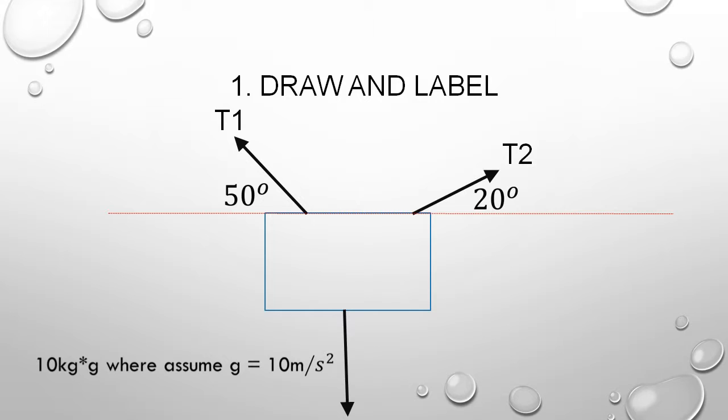Now, if you remember your trig, you know that the angle that you make from the ceiling would equate to the angle that the tension of the rope makes with respect to the object. It's a trigonometry property. So as you can see, T1, or tension 1, makes 50 degrees and tension 2 makes 20 degrees.